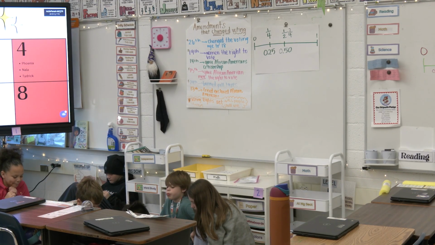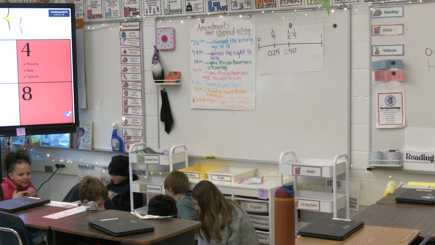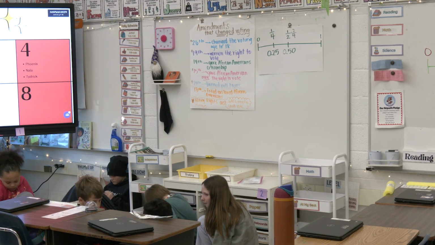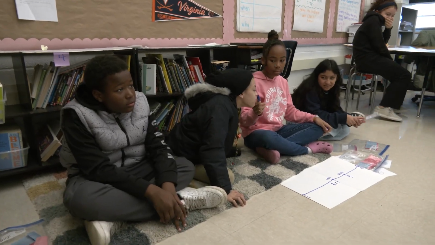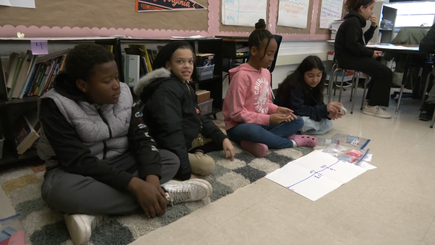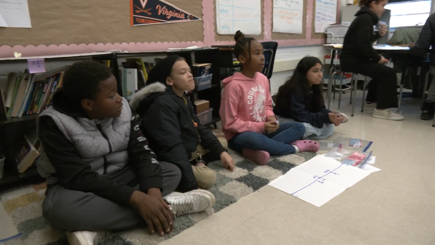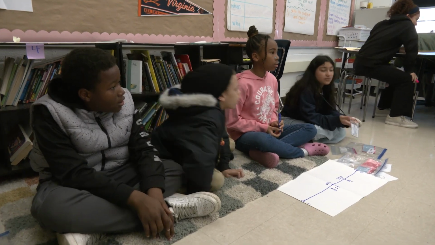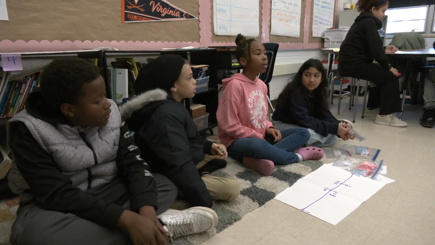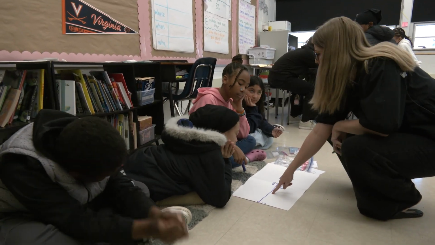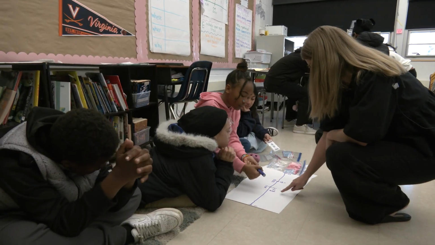I want you to turn and talk with your group and determine what we're going to put on our number line next. We've done 1/4, we've done 2/4. Once you have talked to your group, go ahead and put that next benchmark on your number line. We have 1/4, we have 2/4, and then we have 3/4. Go ahead and put that there. You're correct.